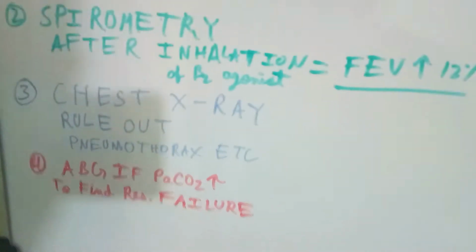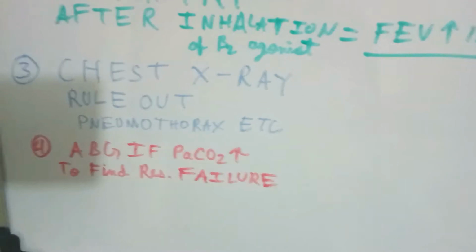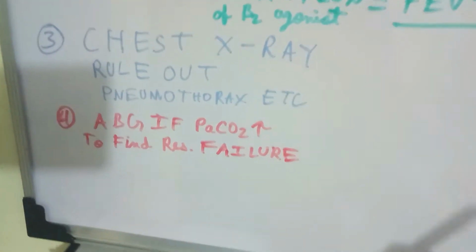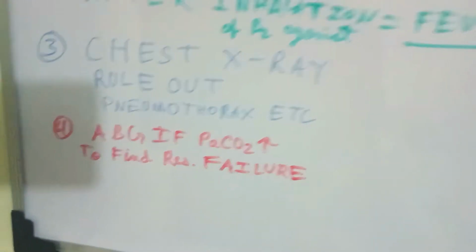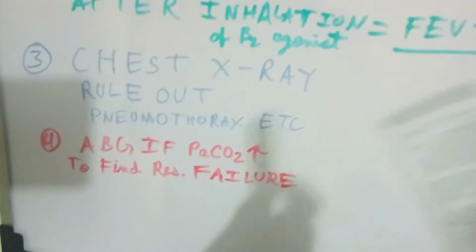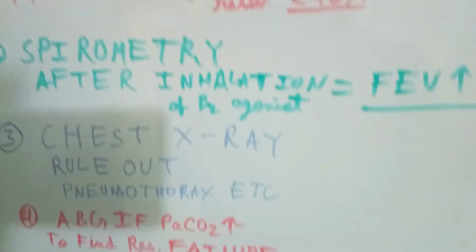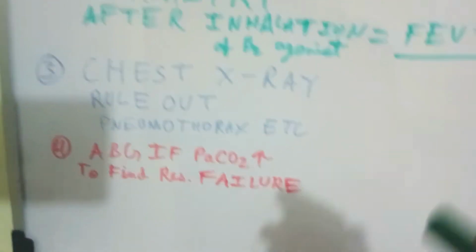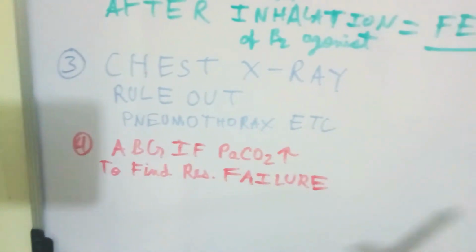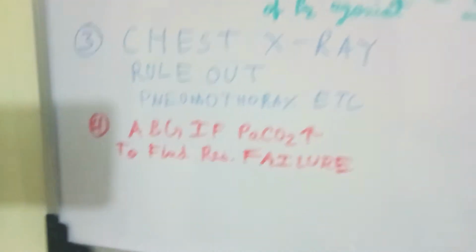Chest X-ray, we usually do not do this for asthma. We do this to rule out other things aside from asthma, for example, pneumothorax, pneumomediastinum, or a foreign body. This usually gets ruled out by using the chest X-ray.